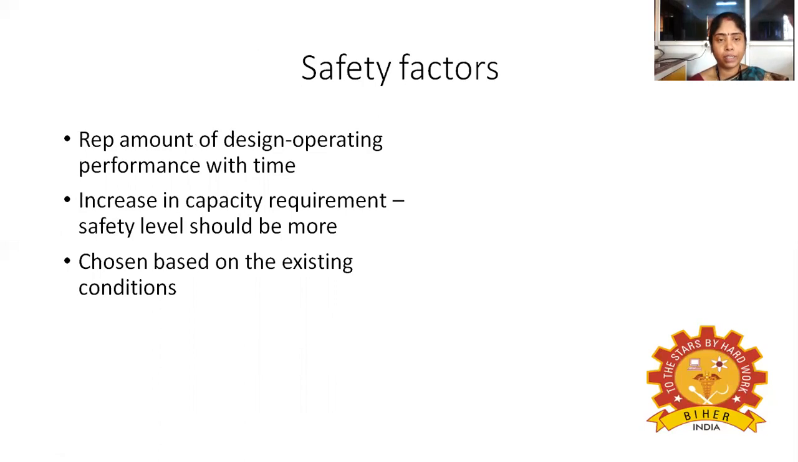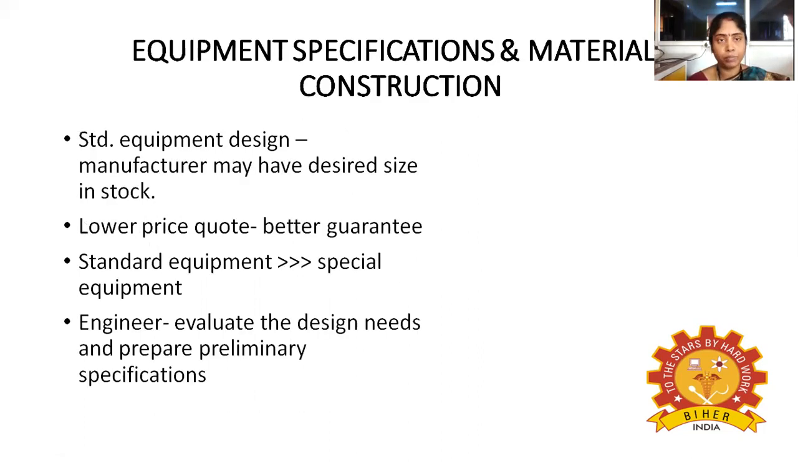What are the safety factors? When we talk about the safety factor, it represents the amount of design operating performance with respect to time, the increase in the capacity requirement, and they should be more, and this decision is based on the existing condition. So if there is an existing condition, we have to take that as a preliminary one for designing safety factors for the labors, technical or non-technical categories.